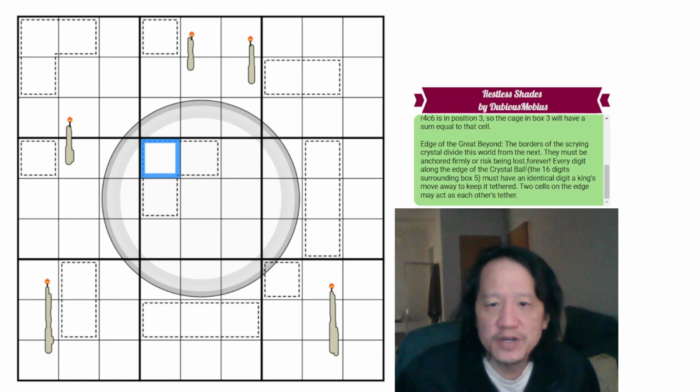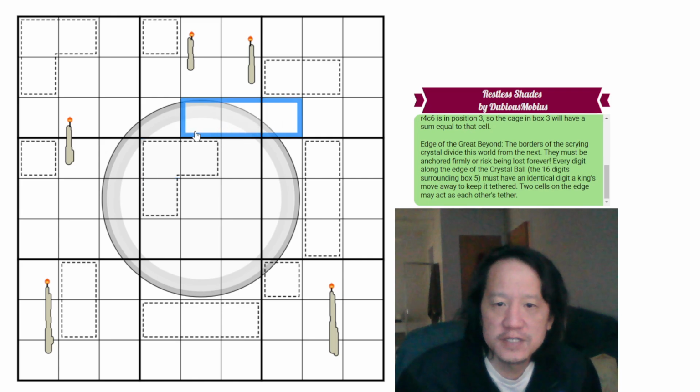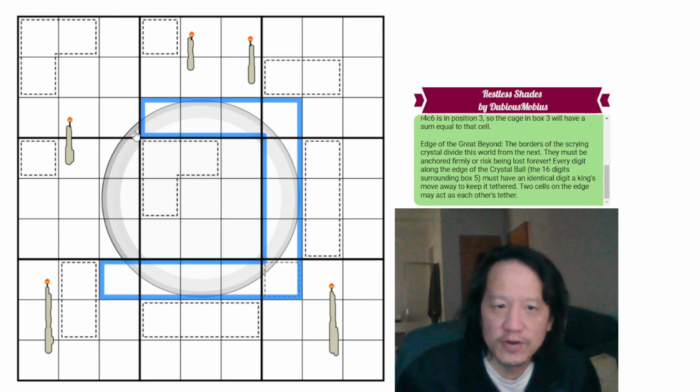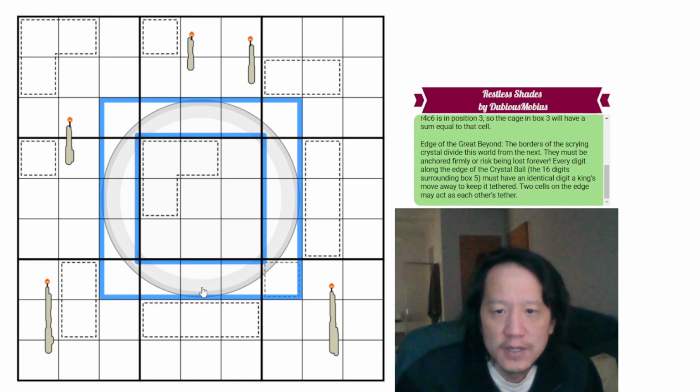Okay, edge of the great beyond. The borders of the scrying crystal divide this world from the next. They must be anchored firmly or risk being lost forever. Every digit along the edge of the crystal ball, which is the 16 digits surrounding box 5, must have an identical digit a king's move away to keep it tethered. This is also known as the Fistemafel ring, if you know about it. Two cells on the edge may act as each other's tether.